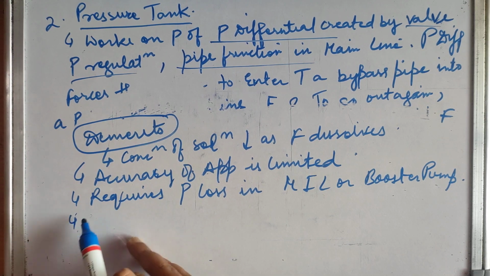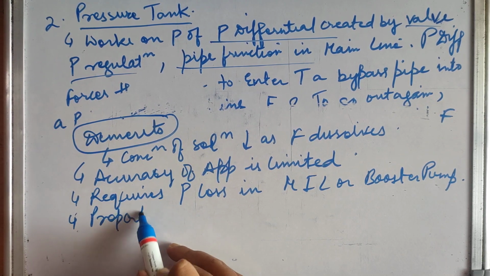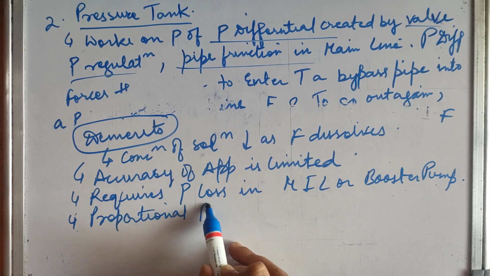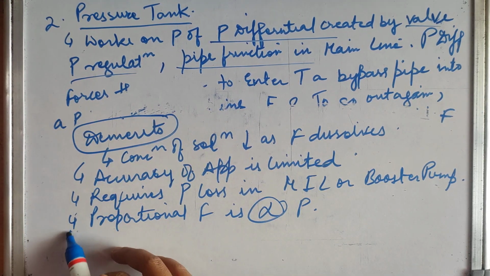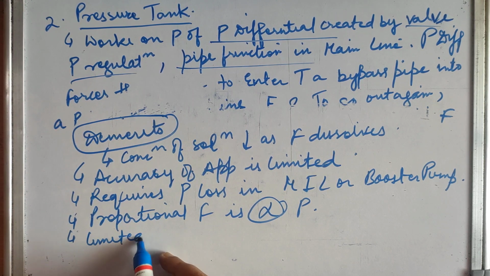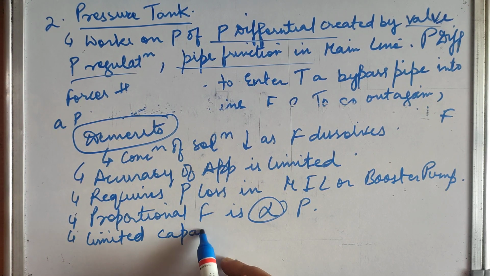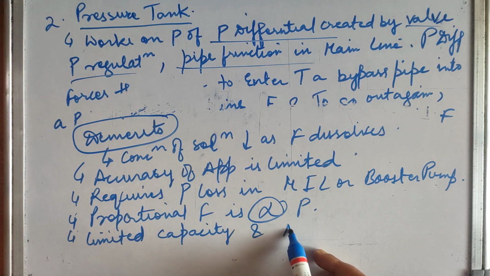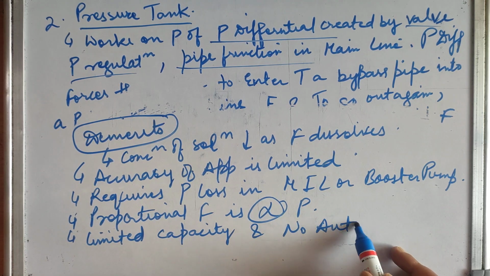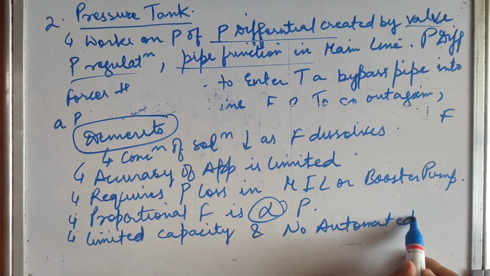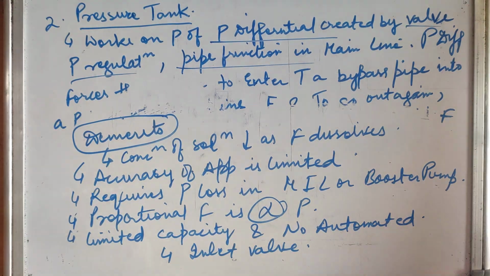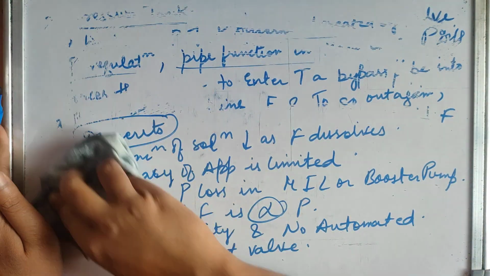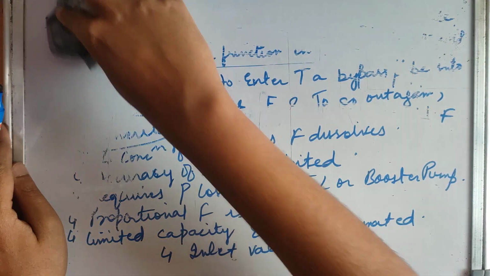Proportional fertigation is not possible. Limited capacity and no automation. Inlet valve is needed. So these are some of the demerits. Now moving on to the third equipment, which is the fertigation pump.